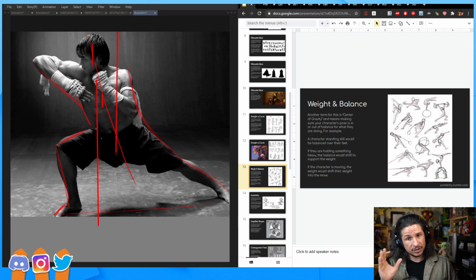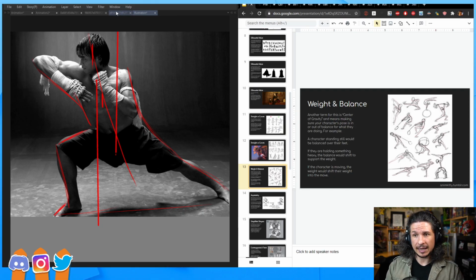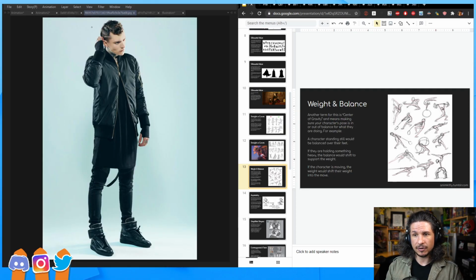So you're paying attention to this weight of the character, this balance. Where are they leaning? How far are they leaning? And this is especially helpful in subtle shots. So for example, here, let's take that center point here on the neck and go straight down. You'll notice that his hips are actually not centered. The center of his hips is here.